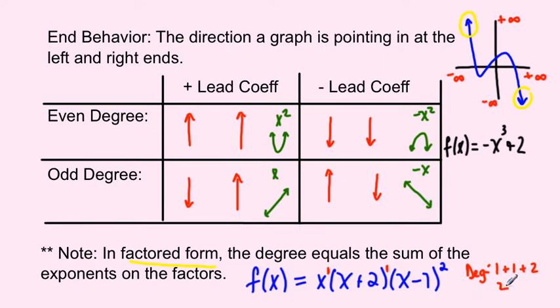Or 4. So this guy would be even, and the lead coefficient is positive 1, so it's even positive. So this guy would have to go up, up. Okay, so that's the first piece.